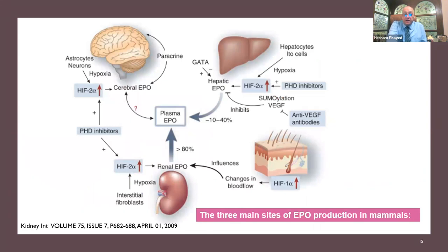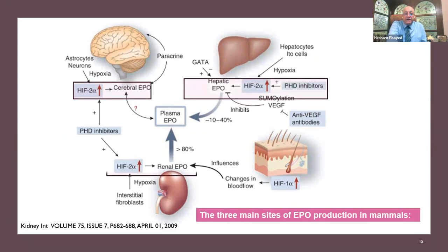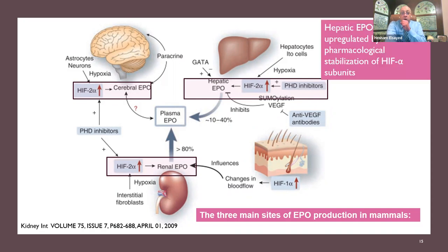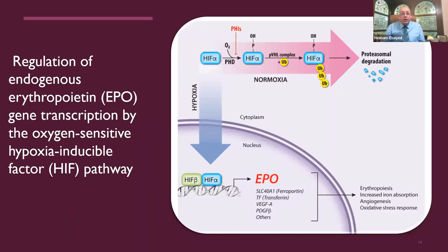The three main sources of EPO production in mammals are the cerebrum, the liver, and the kidney. All are in the same line, but the kidney is responsible for more than 80%, and the remaining part comes from the liver, which is increased by supraphysiological stimulation with hypoxia-inducible factor prolyl hydroxylase inhibitors. So hepatic EPO can be upregulated by pharmacological stabilization of hypoxia-inducible factor, but under normal physiology the kidney is responsible for the major production of erythropoietin.